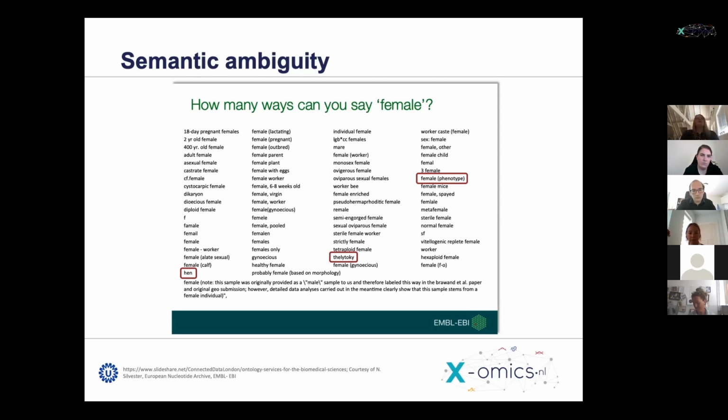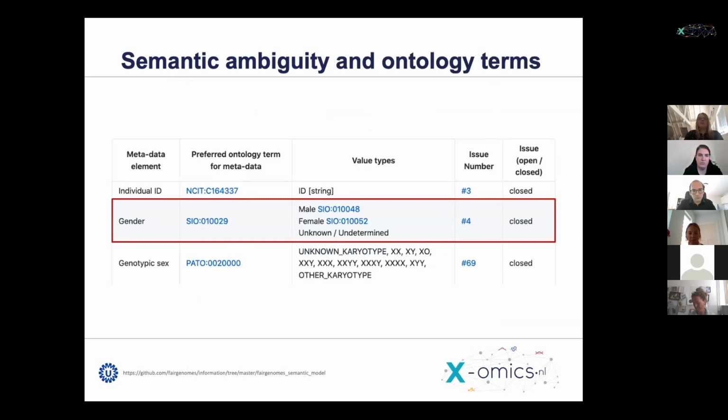And one way to decrease this ambiguity is to apply ontological terms. Here's an example of the FAIR Genomes Semantic Model. As you can see, they have decided to include the metadata element gender as well. They also have decided to use the ontological term from the SIO ontology to express gender. And that ontological term has two entities, one is male and one is female, and they added unknown to it. So we have three options in order to express gender in this semantic model.